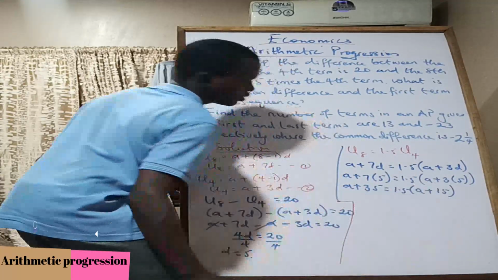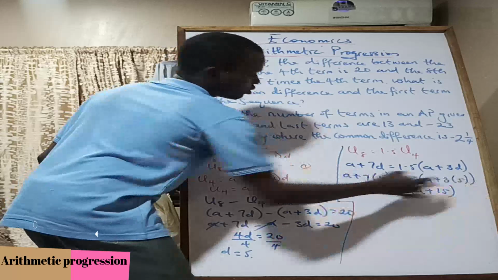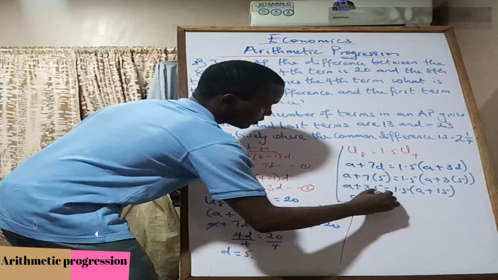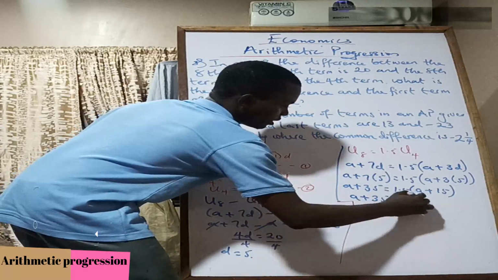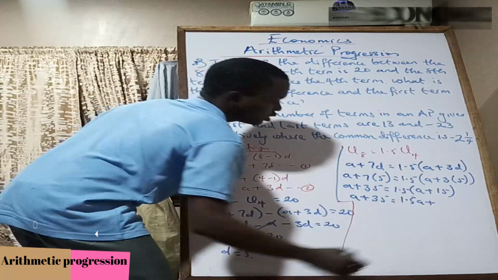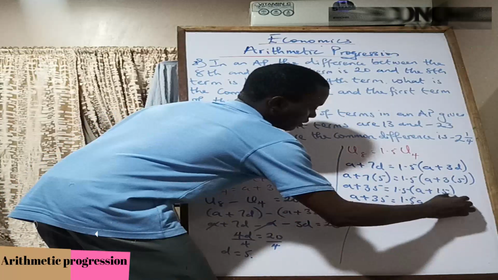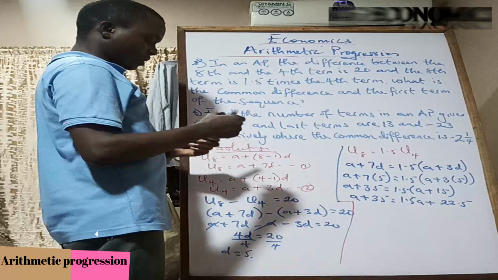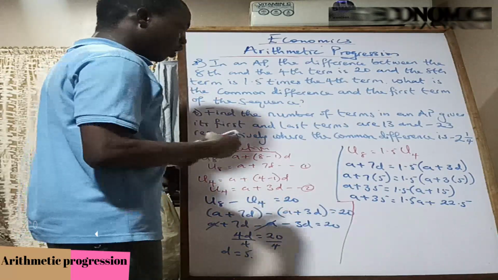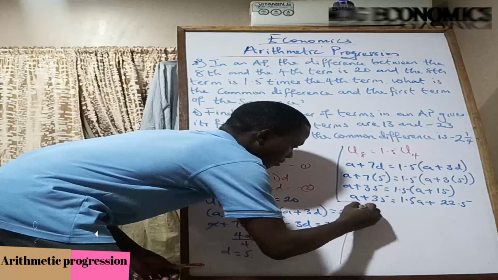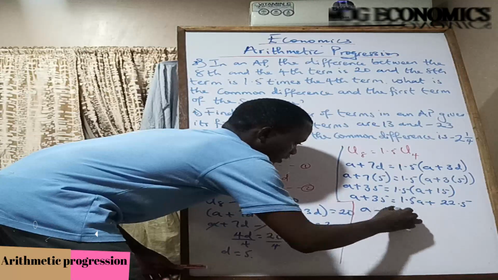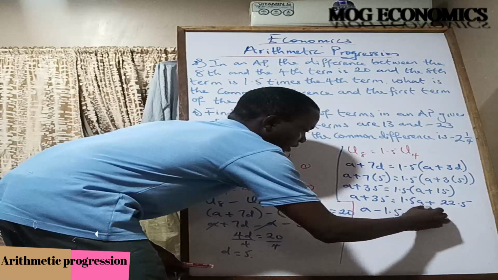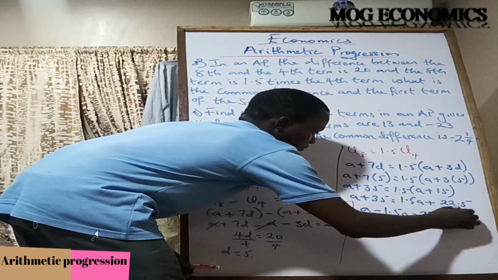Let's try to make this one simpler, which we've done. So A plus 35 equals 1.5 A plus 22.5. 15 times 1 is 15, 15 times half is 7.5, so 22.5. All right, so looking at this, A minus 1.5 A, collecting like terms, equals 22.5 minus 35.